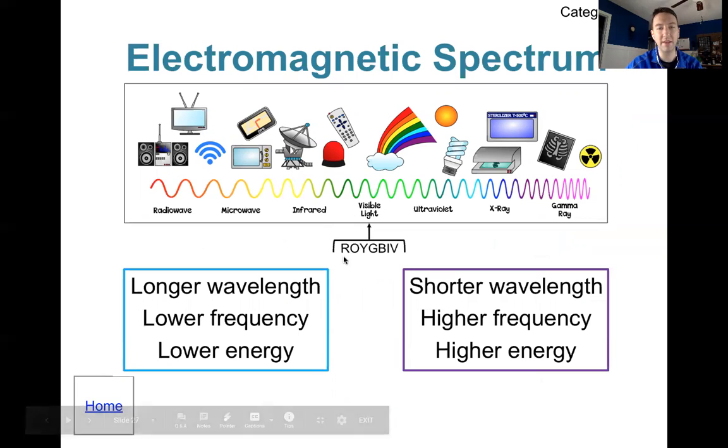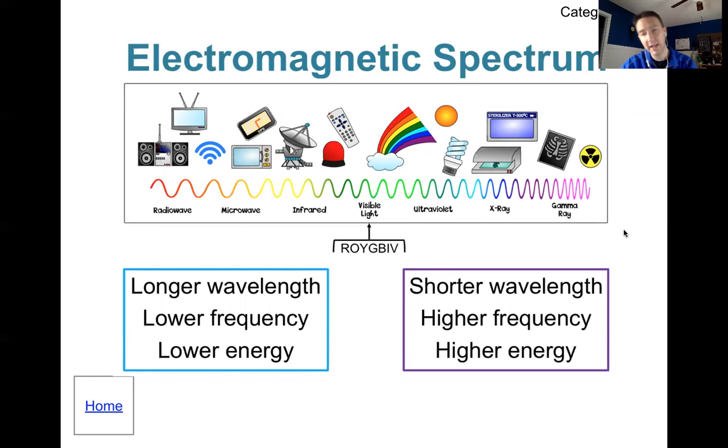If you remember that the colors of the rainbow are red, orange, yellow, green, blue, indigo, and violet. Infra means below. So the reason this spectrum is called infrared is because it's below red. This is violet, and ultra means above, so ultraviolet is above violet. Creative names. Ultraviolet, X-ray, gamma rays. So low energy on the left, high energy on the right, big wavelengths, little wavelengths, low frequency, high frequency.